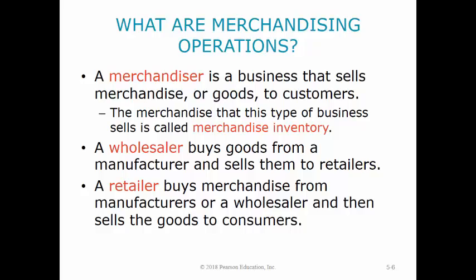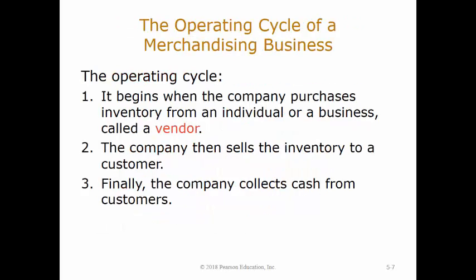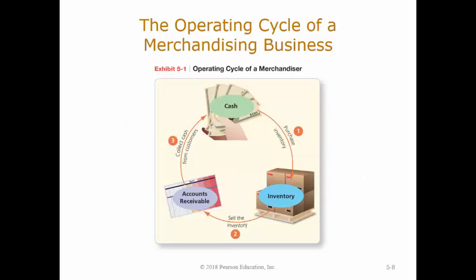those goods to consumers. The operating cycle has three main steps. A company purchases inventory from a vendor, the company sells the inventory to a customer, and the company collects cash from customers. A vendor is an individual or a business from whom the company purchases goods. The operating cycle of a merchandiser is presented in Exhibit 5.1. A merchandiser purchases inventory and then sells the inventory to customers in exchange for cash.